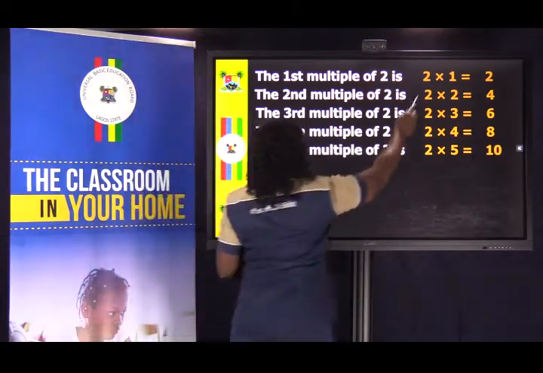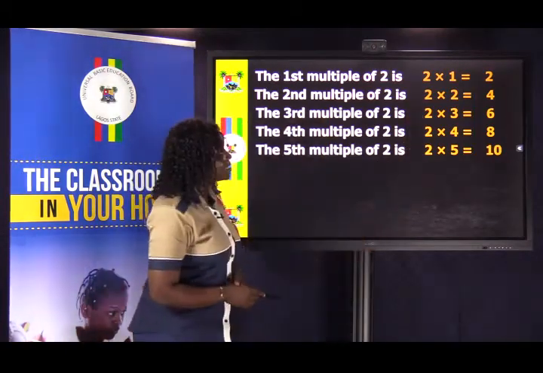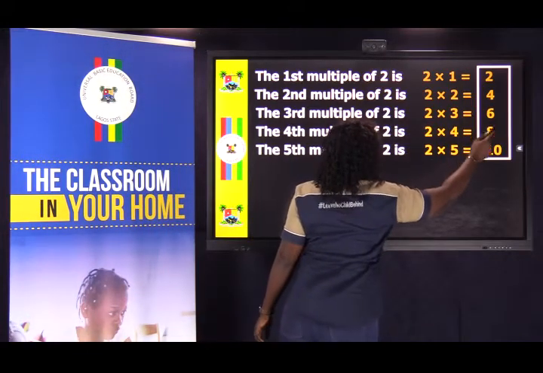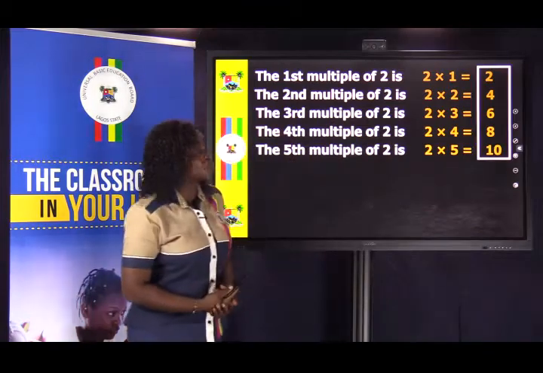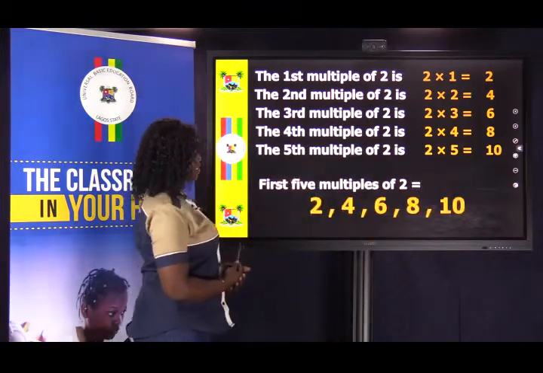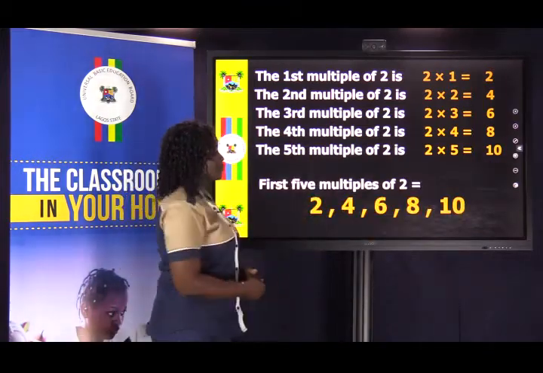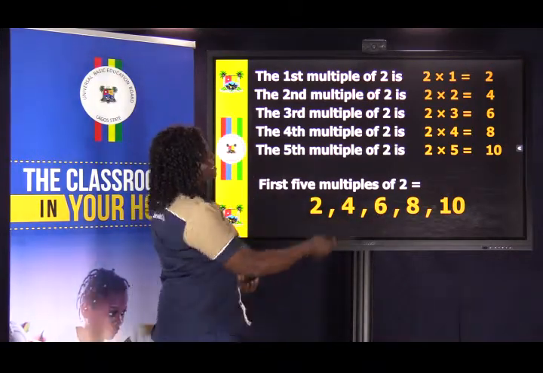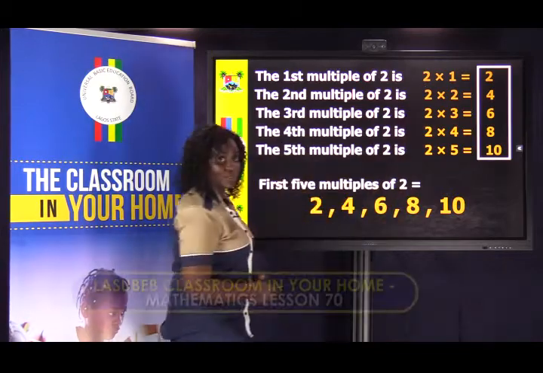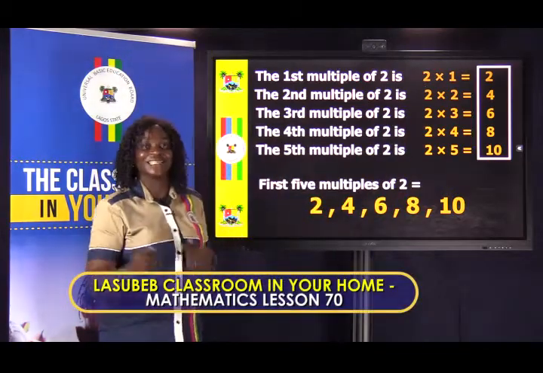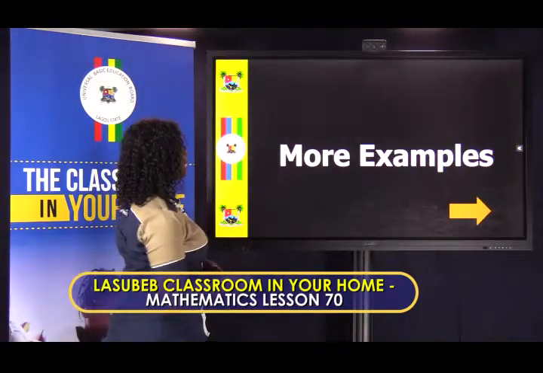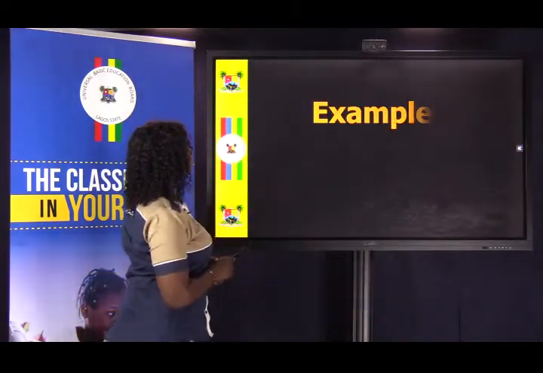If you analyze it like this, you are very correct. But what I need is the product. 2, 4, 6, 8, 10 are the multiples of 2. And that's your answer. The first 5 multiples of 2 are 2, 4, 6, 8, 10. So this is to help you get the multiples. Are we together? Say, together we are. Yes. More examples. Let's see.